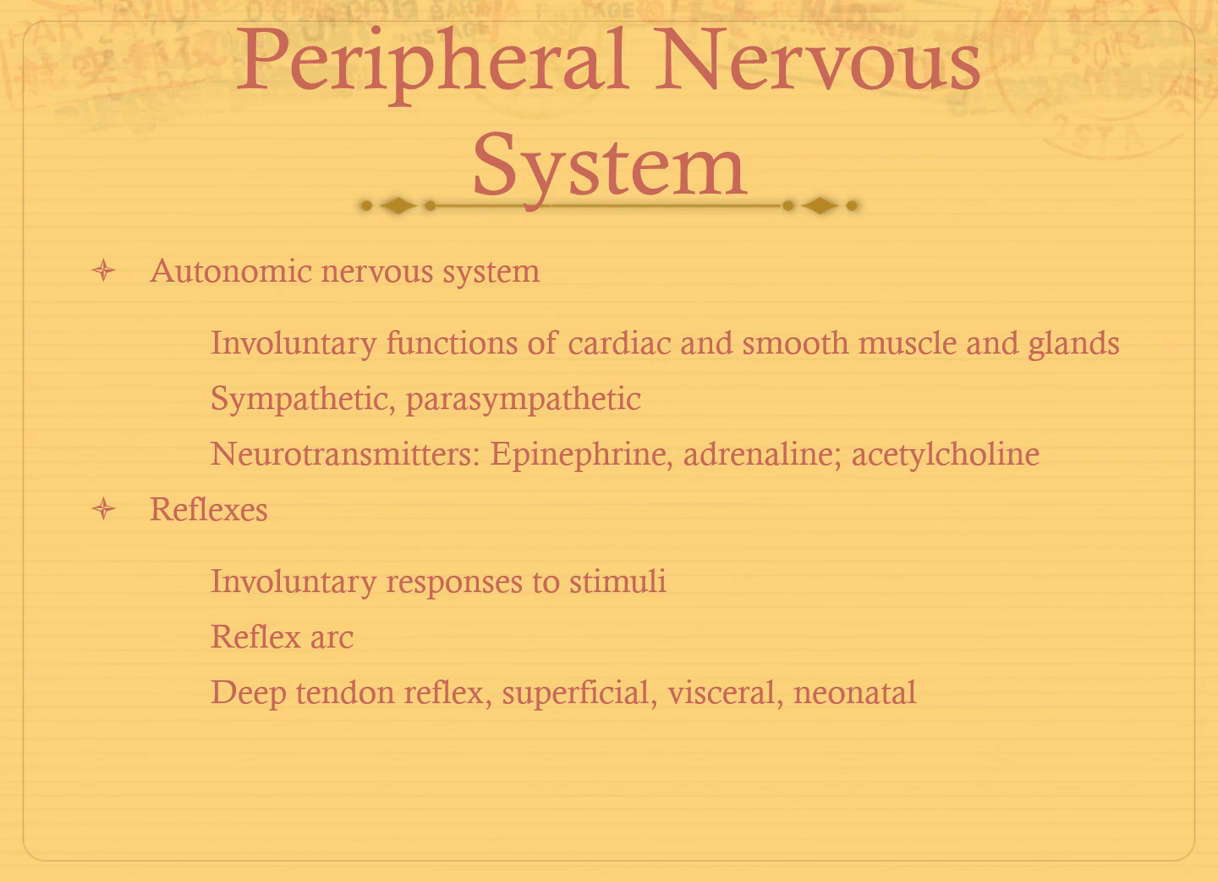Reflex arc. Every reflex follows the same basic pathway called the reflex arc. There are 5 components. A receptor detects the stimulus. A sensory neuron carries the signal to the spinal cord, which processes the information. A motor neuron carries the response away, and an effector, a muscle or gland, produces the response.